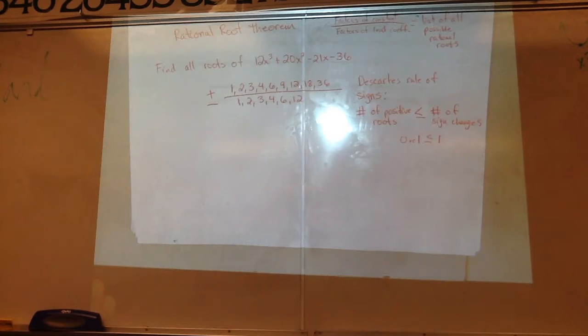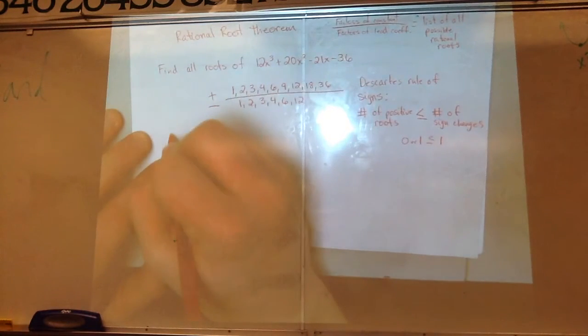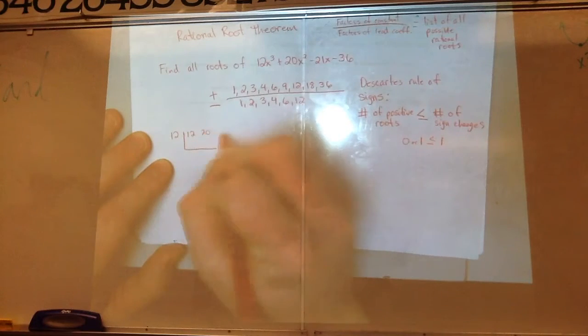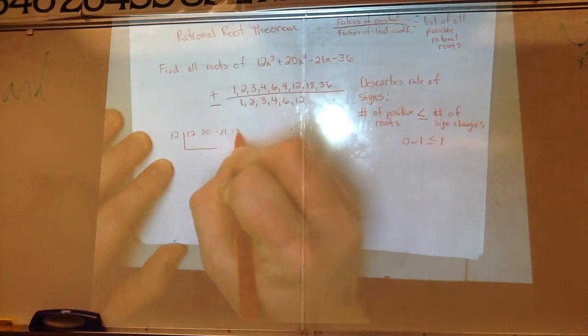At this point, this is where the suck comes. That was the easy part. Now you just have to find one of the roots. So pick a number. Let's try 12. 12, 20, negative 21, negative 36.